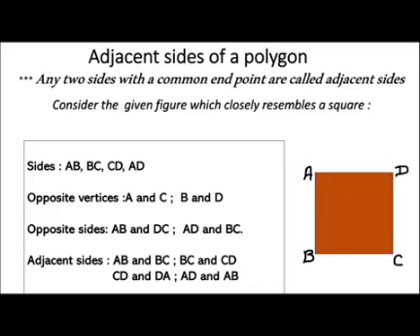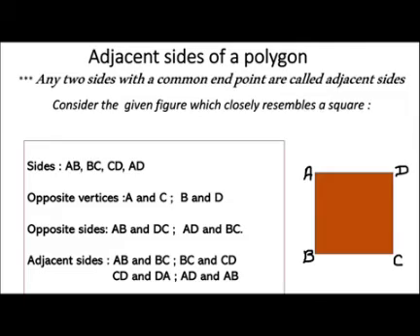AB and BC are adjacent sides. So what is the common endpoint that we spoke about? Which is the common vertex that they are sharing? They are sharing B, is it not? So AB and BC are adjacent to each other. So we got one pair of adjacent sides.